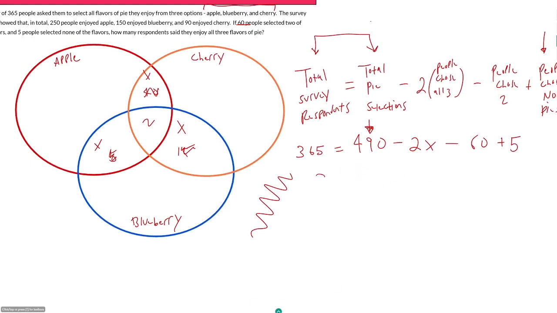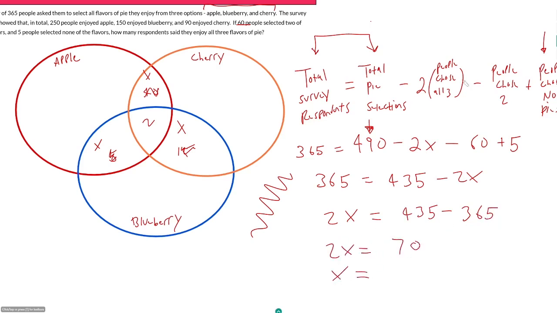So 365 is equal to 495 minus 60 plus 5, so that's 435 minus 2x. So 2x is equal to 435 minus 365. What's that? 35 plus 35, 70. So 2x is equal to 70. Therefore, x, or our people who chose all three of the pie flavors, is equal to 70 over 2, 35 people.